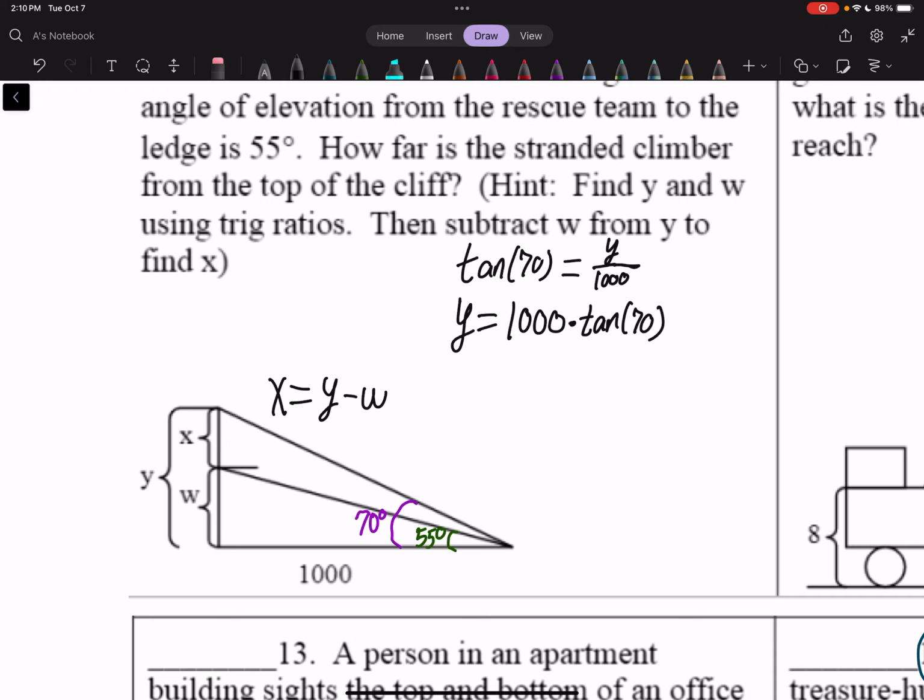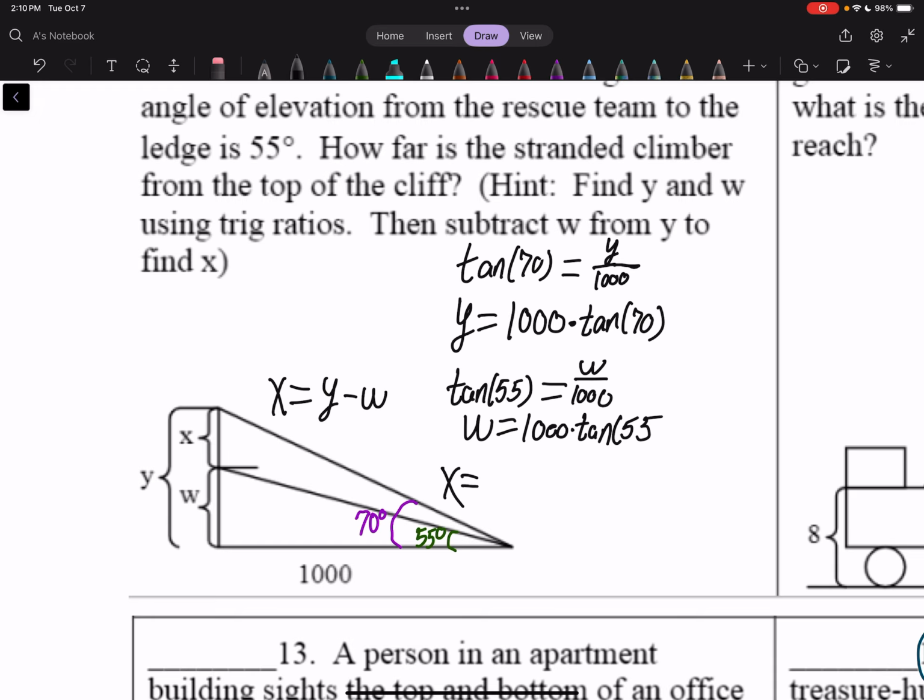The lower cliff ledge, tangent of 55, is equal to the opposite w over 1,000. And therefore, w is 1,000 tangent of 55. Because I have both of these, I can put them into my formula on the left and solve for x.